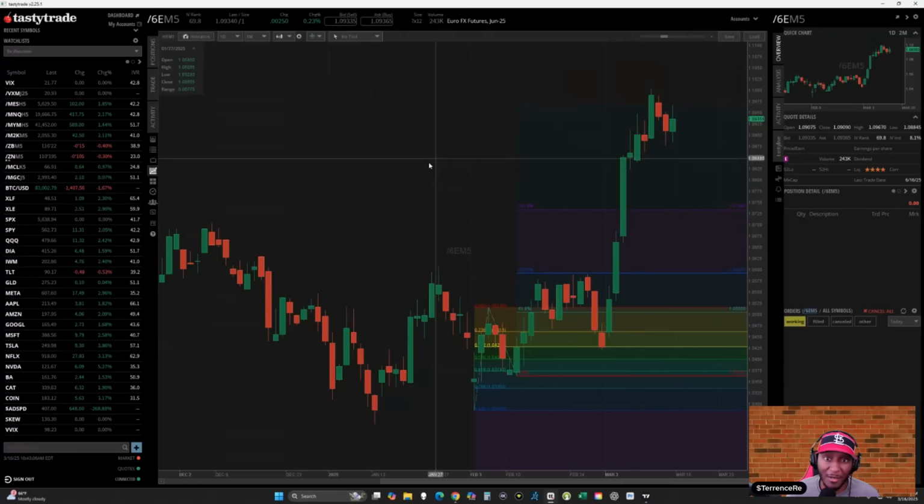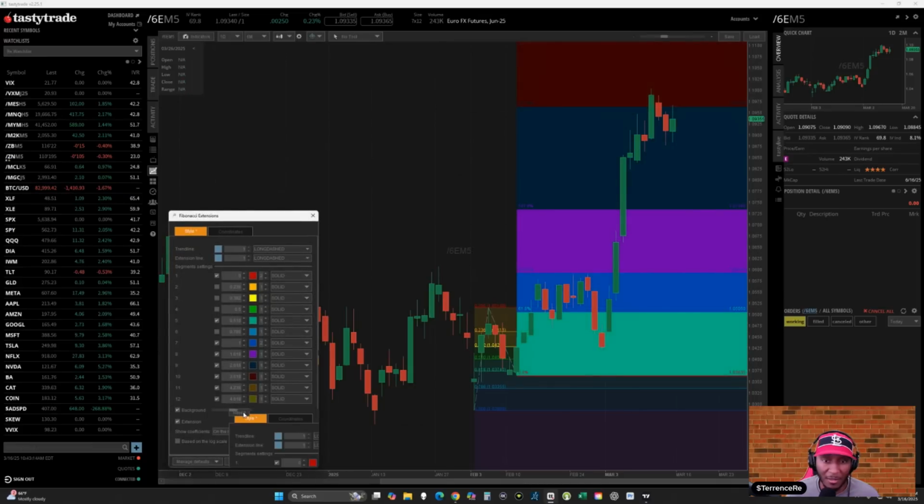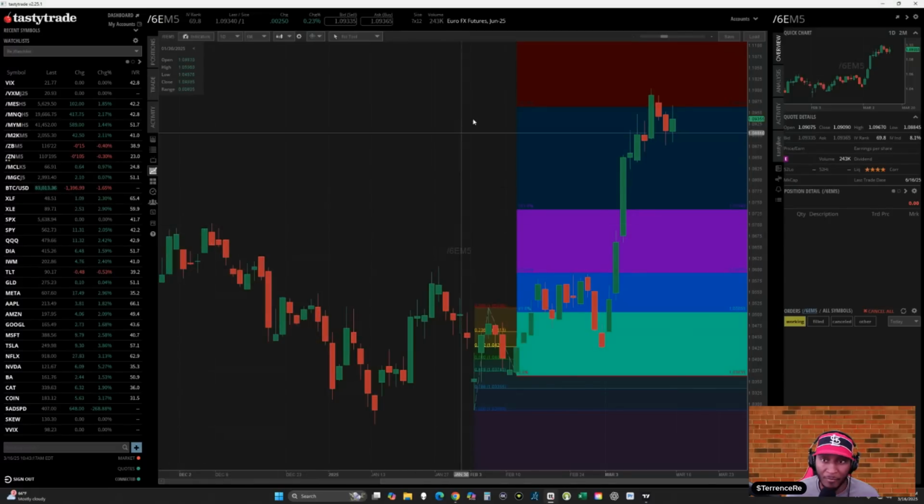Now this is a level right here. It may be kind of hard to see because I have the background black, but I'm going to darken it up so you can see it. I'm going to make the colors real dark. Now you see this. This is the 2.618. You see how it's holding, but it's chopping.